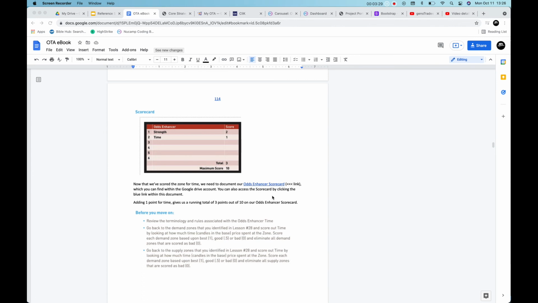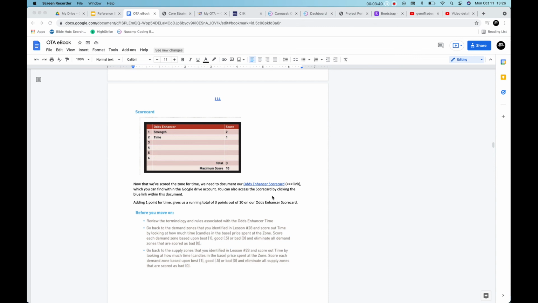If your zone has 1 to 3 basing candles, then you're going to give that zone 1 point for time. If it has 4 to 6 basing candles, then it gets half a point for time. And if it has more than 6 basing candles, then it doesn't score any points for time.